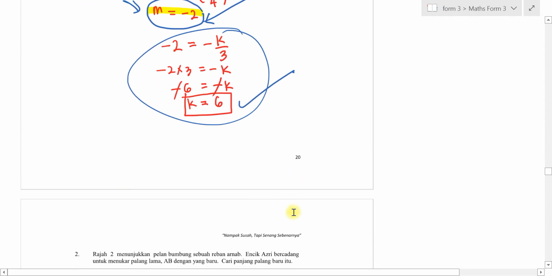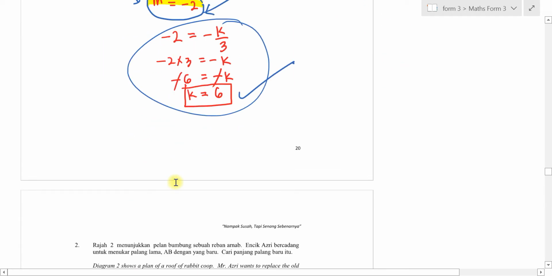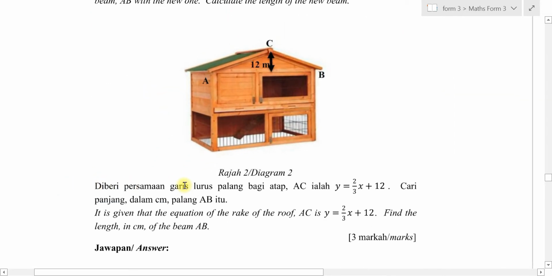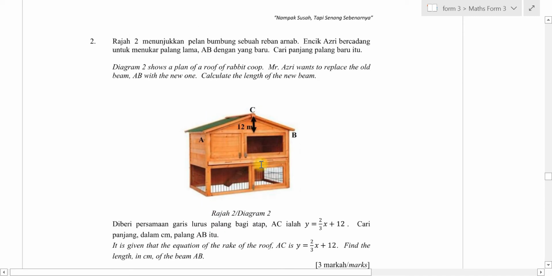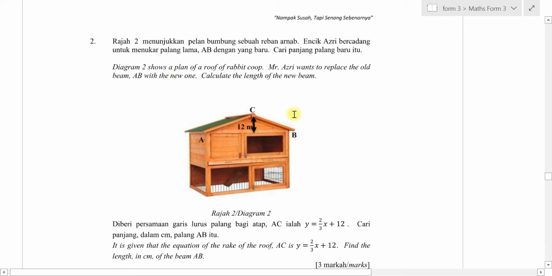Okay, so now we have settled question 1, we go to question number 2. Okay, this is an application question. They never draw a graph, so we need to read the question and understand.